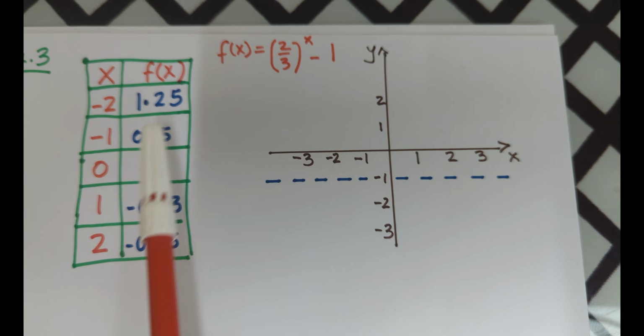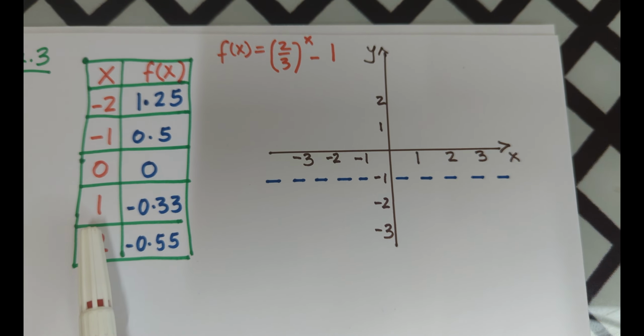Replacing x with 0 will give us 0. Replacing x with 1 will give us negative 0.33. And replacing x with 2 will give us negative 0.55. So this should be enough for us to draw our graph.